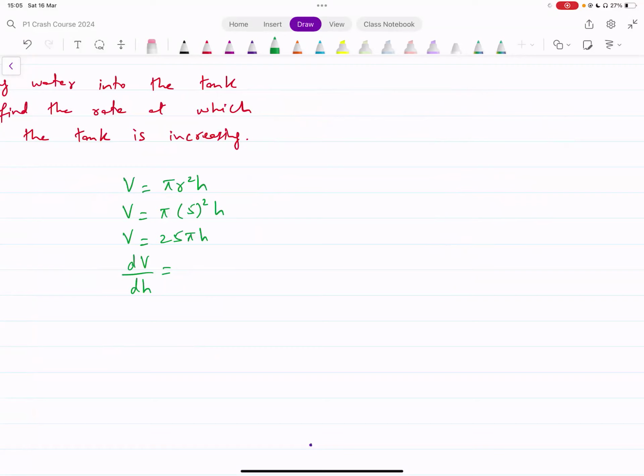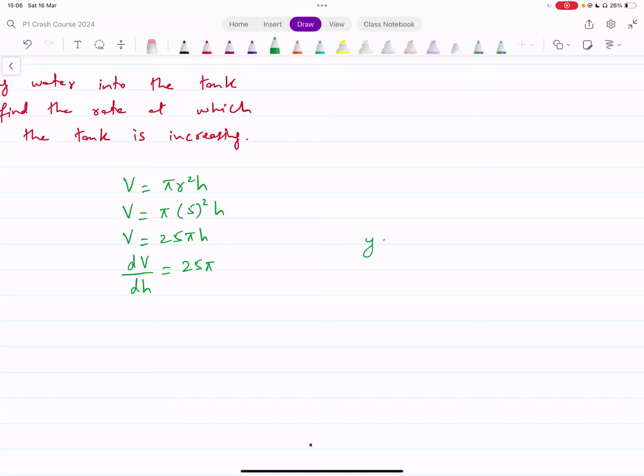Remember, the constant outside remains as it is. So 25 pi, this whole thing is a constant. Pi is also a constant, remember. 25 pi remains as it is. And then you multiply by the power. The power of h is just 1, so multiplying by 1 would not make any difference. And you subtract 1 from the power. What does that become? h raised to power 0, which is just 1. So the derivative of v with respect to h is just 25 pi.